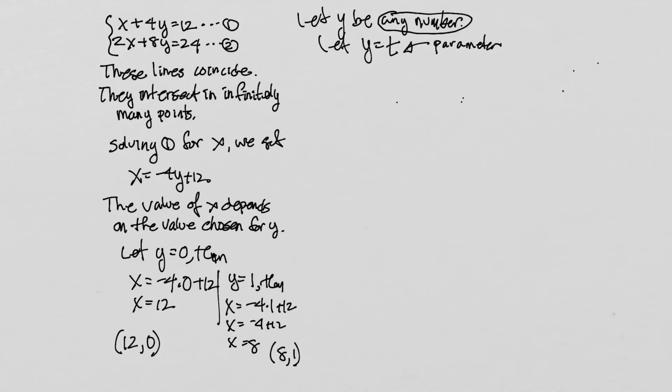For example, if t was 0, x is 12, and if t is equal to 1, we'll get the 8. Now, if we let y equal t, then x is going to be negative 4t plus 12. So here's what our ordered pairs look like. They look like this: negative 4t plus 12 and t.